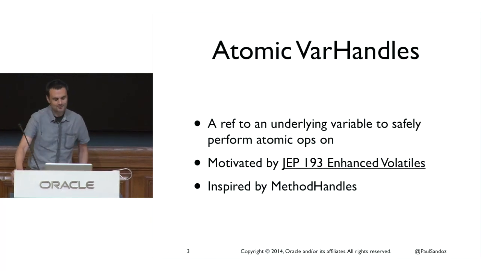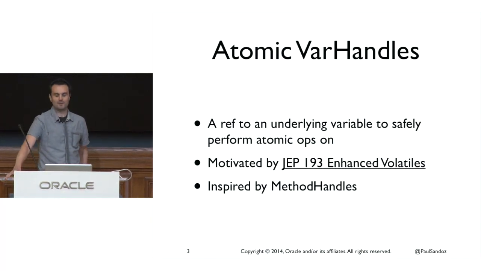So I'm going to talk about atomic VarHandles that both John and Brian talked about, and it's really three things here. It's a reference to an underlying variable, wherever it resides in memory, to safely perform atomic operations on. It's motivated by JEP 193 enhanced volatiles. It's online, you can read about it. And it's inspired very heavily by method handles.